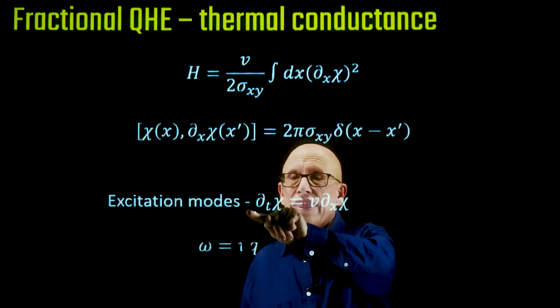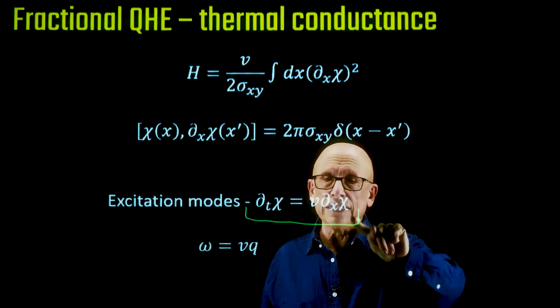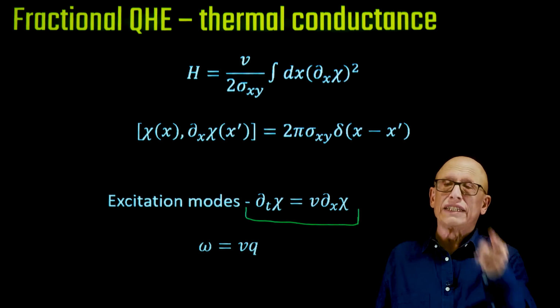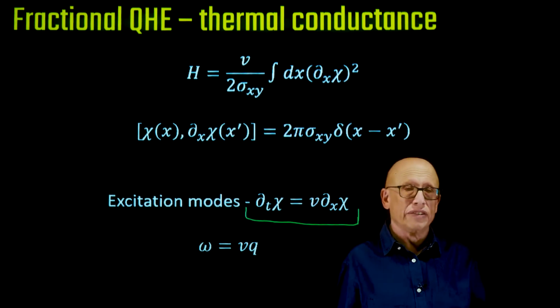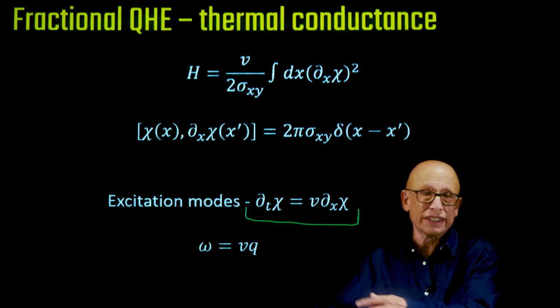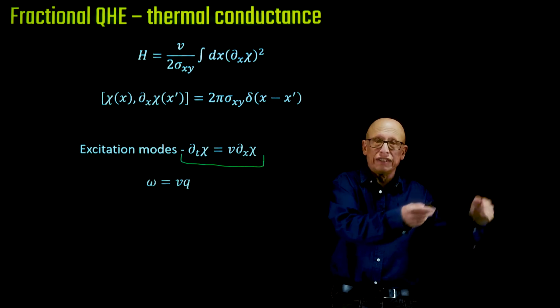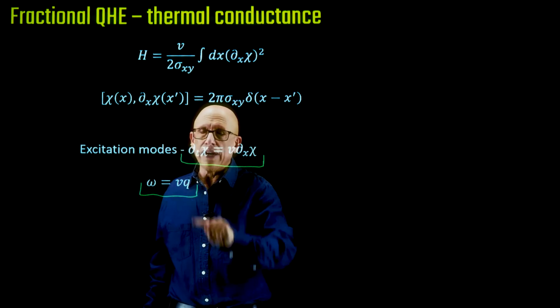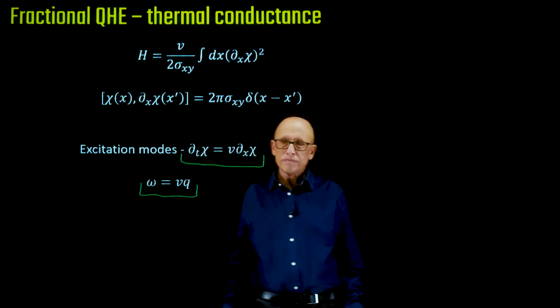And you find that the excitation modes satisfy this equation. The time derivative of chi is the velocity times the x derivative of chi, which is again just chiral motion with the velocity v. And therefore it has a dispersion relation, omega equals v times q.